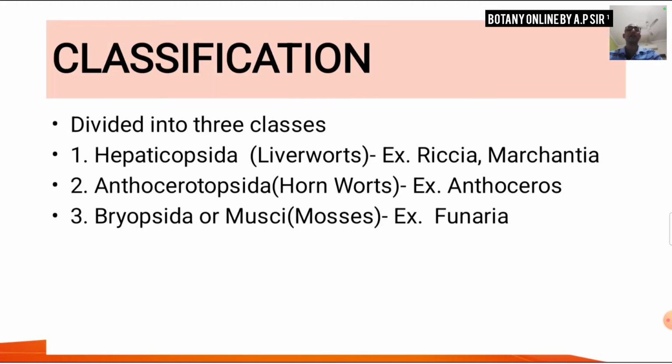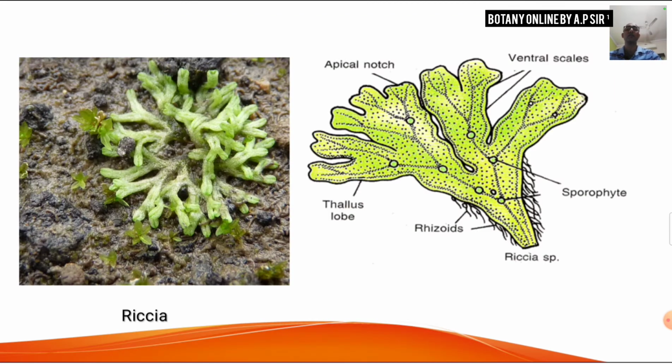Now, if you want to classify the bryophytes, they can be divided into three classes. Hepaticopsida, which are otherwise known as liverworts. We will be discussing it in the last part of our class. Then Anthoceratopsida, which are known as hornworts. Then Bryopsida, which are otherwise known as mosses. Got it? So, the Hepaticopsida example is Riccia, Anthoceratopsida example is Anthoceros, and one example of Bryopsida is Funaria. Got it?